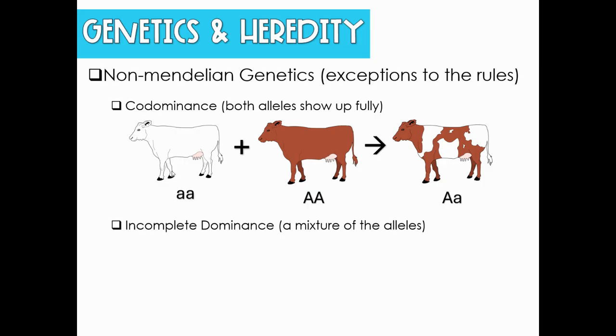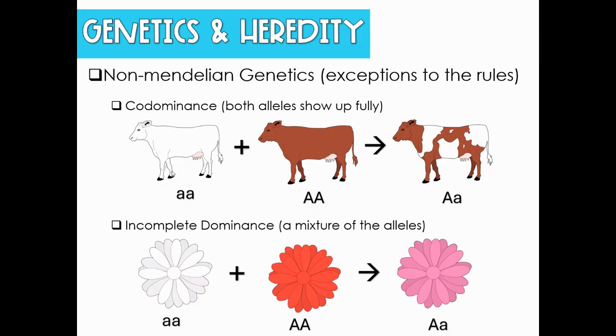In incomplete dominance, we're going to see a mixture of alleles. So again, you don't have dominant and recessive, you're going to get a mix of alleles. So in incomplete dominance, I might have a situation where I have a white flower crossed with a red flower, and the colors are going to mix. And so I might get offspring that have a mix of the two variations, and I might have pink flowers.